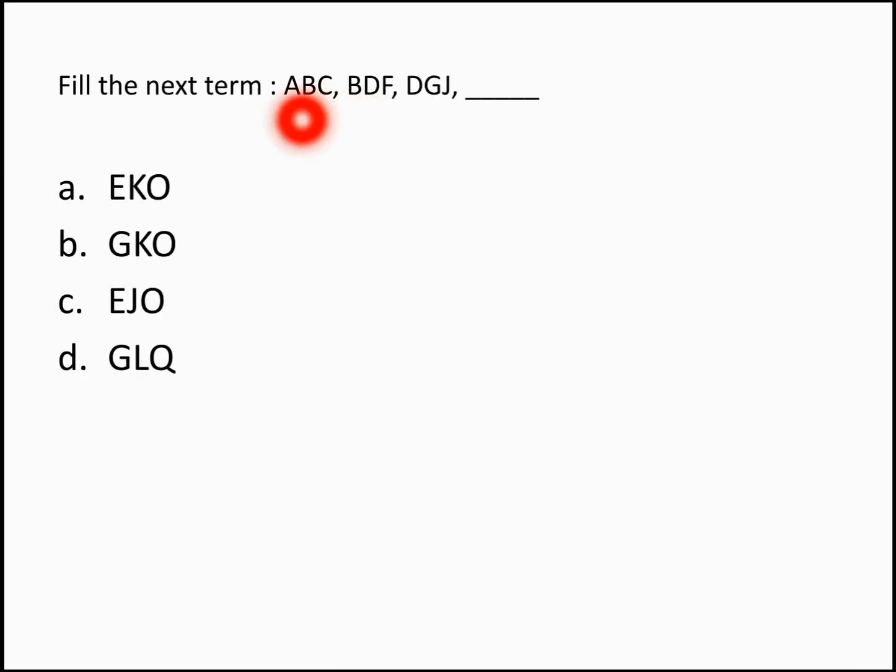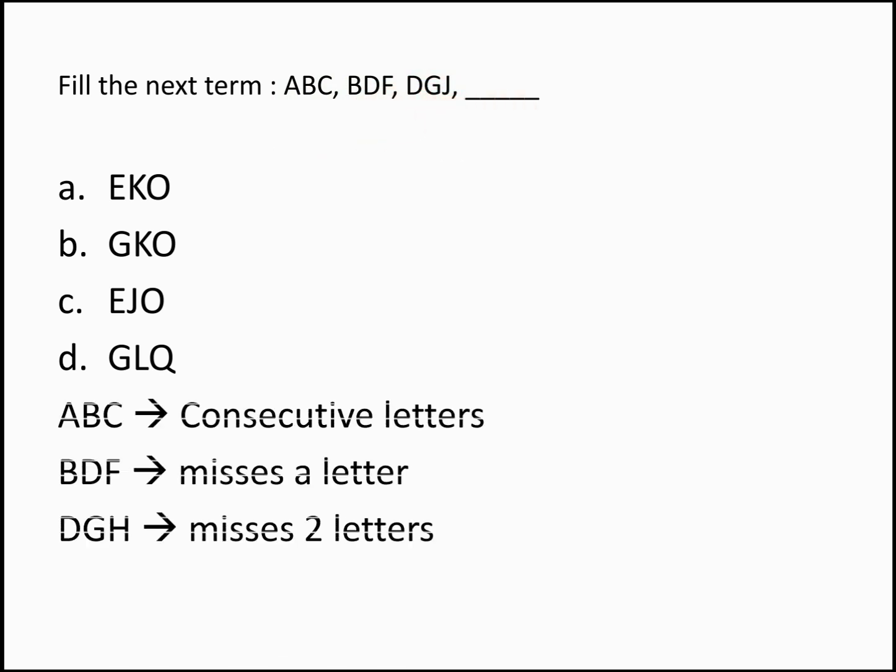Find the next term: A, B, C, B, D, F, D, G, J. Right? It's a simple logic. A, B, C are consecutive terms. In B, D and F there is a letter missed. And in the second one, D, G, J, they have missed 2 letters in between each letter.